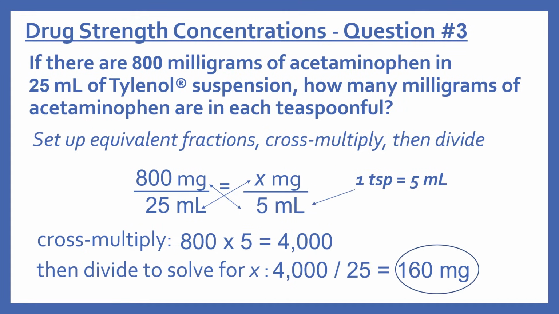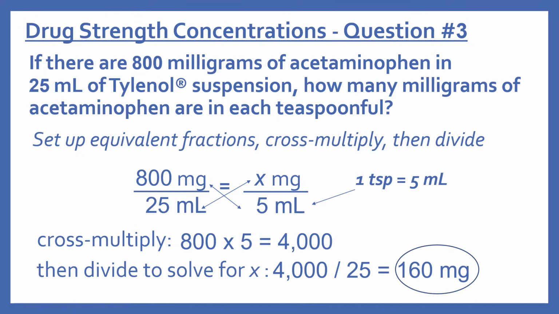Now we'll look at drug strength concentrations question number 3. If there are 800 milligrams of acetaminophen in 25 milliliters of Tylenol suspension, how many milligrams of acetaminophen are in each teaspoonful? So we're going to solve this one the same way. We're going to set up equivalent fractions, cross multiply, then divide.